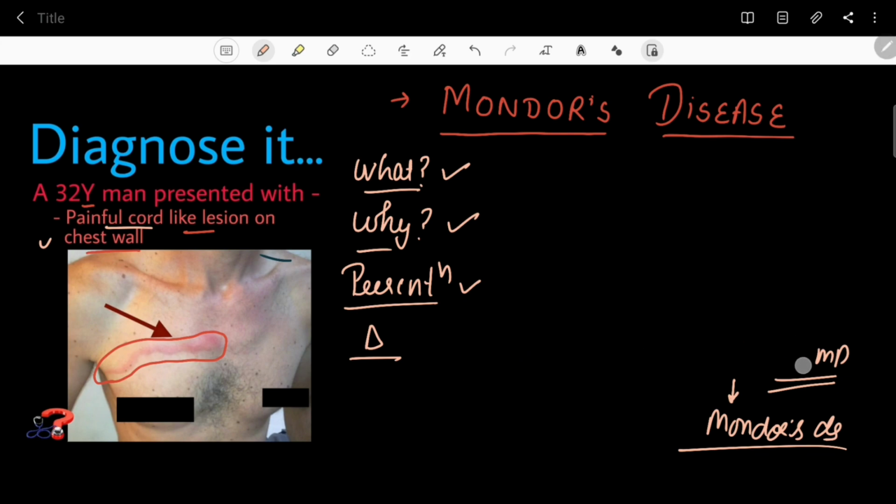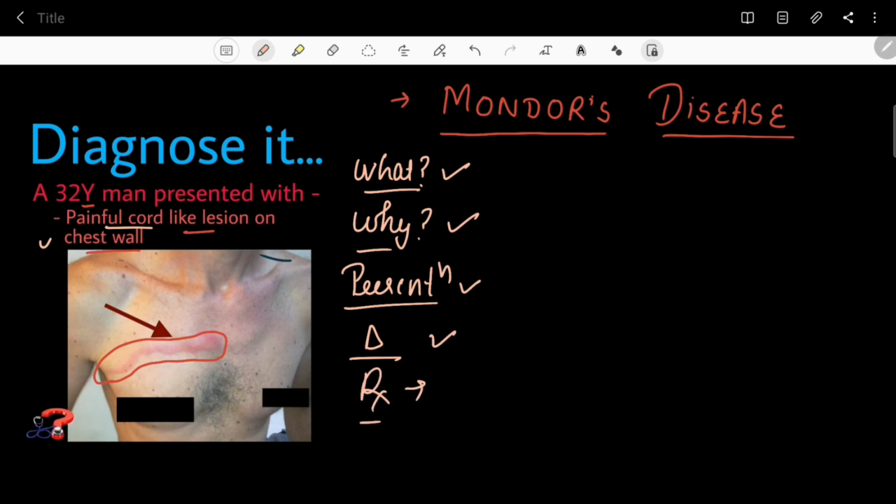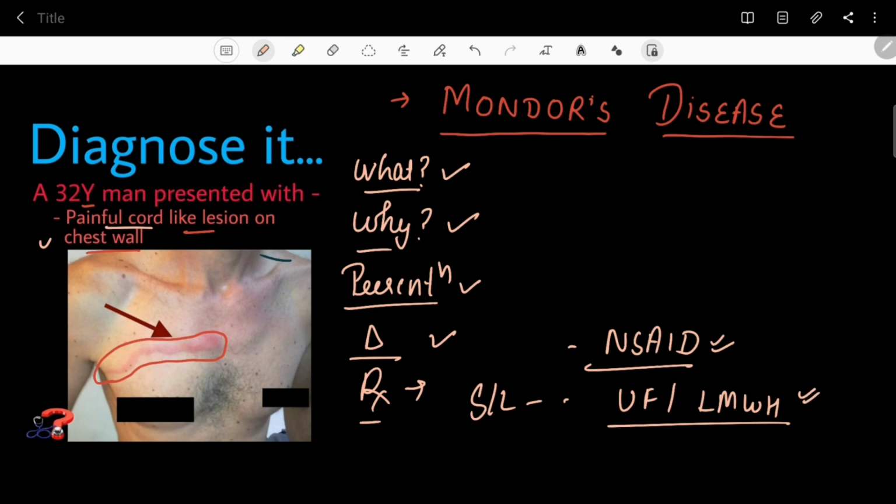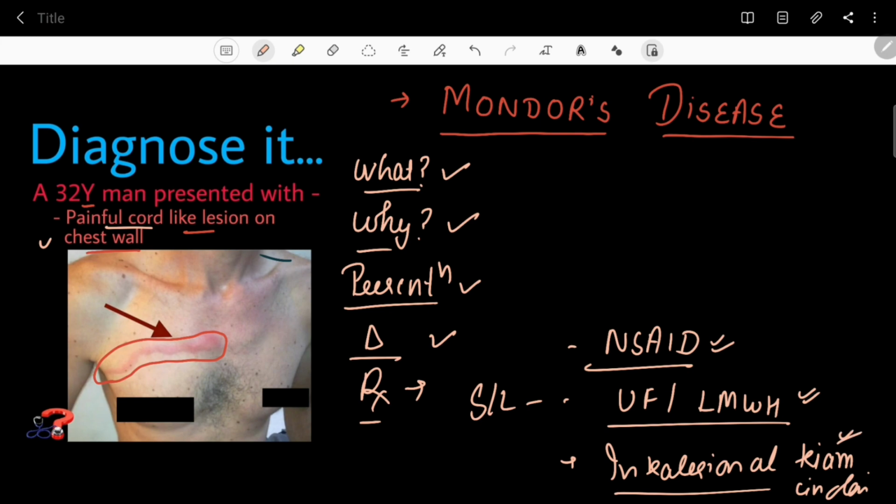Now let's come to the treatment. It is a self-limiting disease, and the drugs used in the treatment are NSAIDs, basically for pain management of the patient. Along with NSAIDs, if specific management is asked, then in the acute stage we can go for unfractionated or low molecular weight heparin. If it is injected in the cord, it leads to faster recanalization. In some cases, intralesional triamcinolone can also be used. This is a steroid and decreases the inflammation, which leads to a shorter duration of the disease. So this is all about the treatment, and this is all you need to know about Mondor's disease.